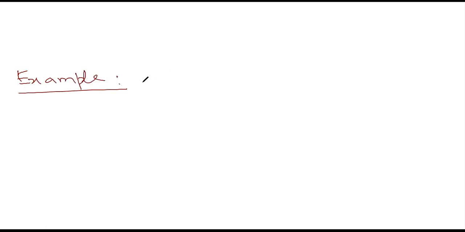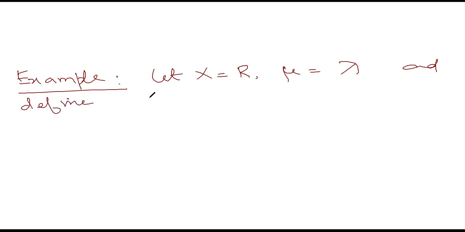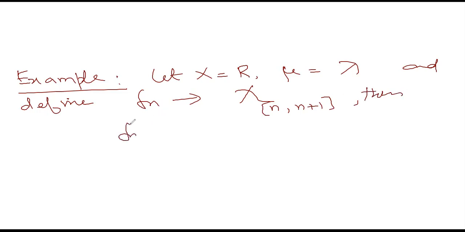in general. So let's take X equal to R, and let's take the measure mu equal to the Lebesgue measure on R, and define f_n equal to the characteristic function of the interval [n, n+1]. Then you can see that f_n(x) converges to 0 for all x belonging to R. You can easily verify this.